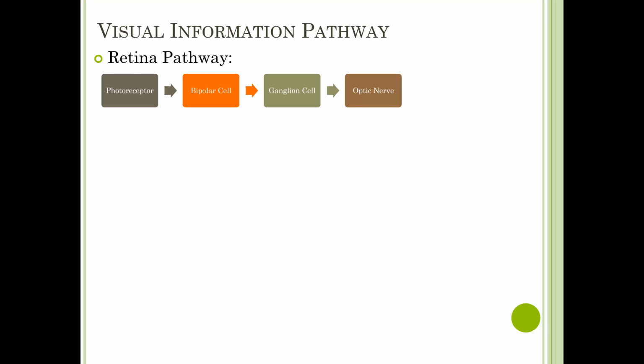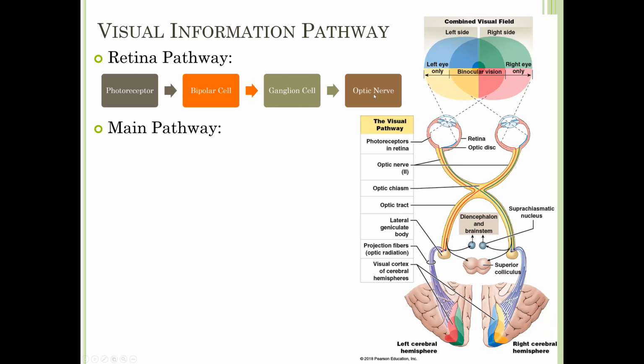So we already talked about how information flows through the cells of the retina. As you recall, the photoreceptors communicate with the bipolar cells, which communicate with the ganglion cells, and then all of the axons of the ganglion cells come together to form the optic nerve. Now let's look at the rest of the pathway and how the information gets to the brain.